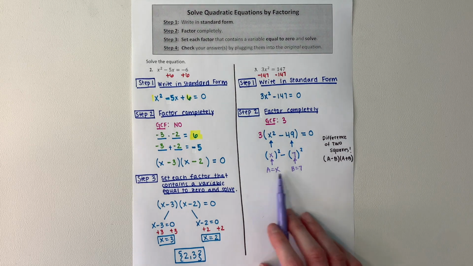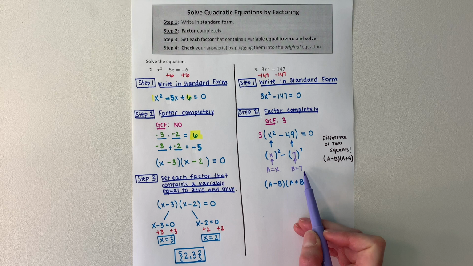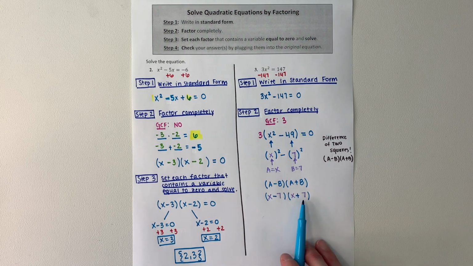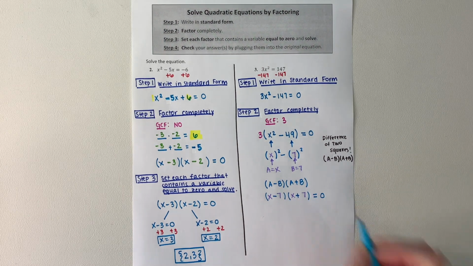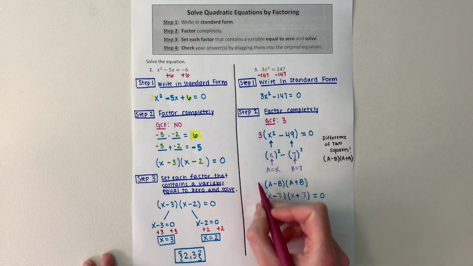Now we just need to plug these values into this formula here. So we'll plug in x for a and 7 for b. That gives us the factored form x minus 7 times x plus 7. And again, don't forget that this is supposed to be equal to 0. And then don't forget that we need to include our GCF in our factored form, so we'll write the GCF out front.